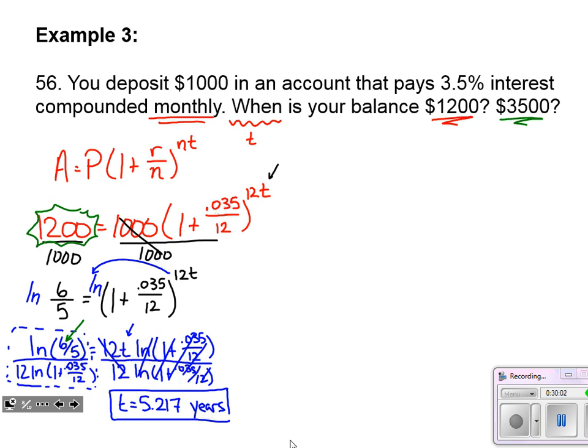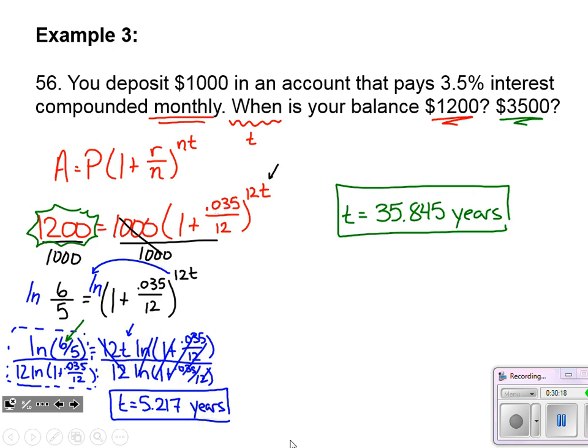The answer to our second part of this problem, when I plug that in, is 35.845 years. And that answer makes sense. It should take a lot longer for that account to get to 3,500 as opposed to just getting up to 1,200. Long time with that low interest rate.